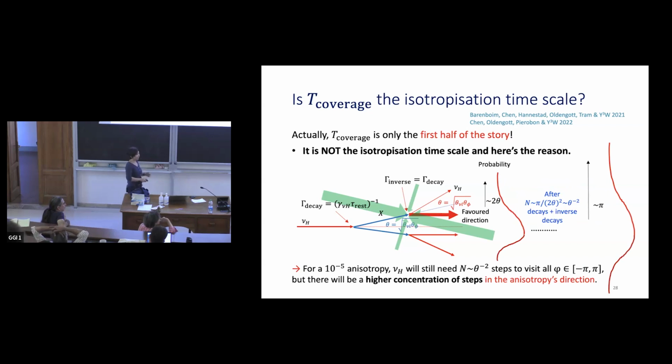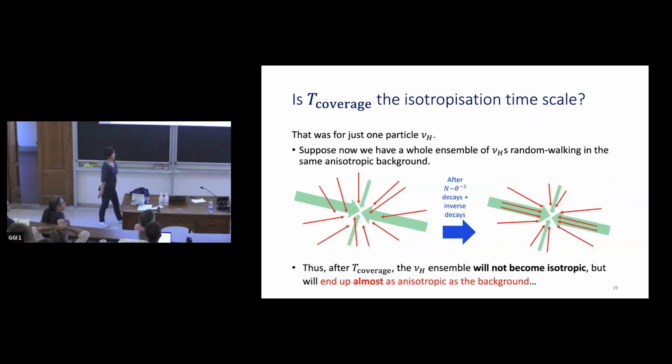But the thing is that if you look at what happens after one coverage time, what you'll find is that there will be a higher concentration of steps in the direction of the anisotropy. Okay? Now, that's just for one particle. And now if I consider what happens to a whole ensemble of random walkers, billions and millions and Avogadro numbers of neutrinos random walking all at the same time, like so.